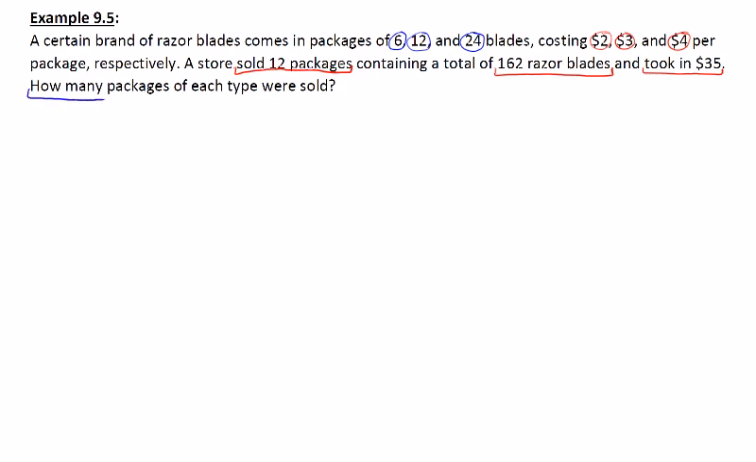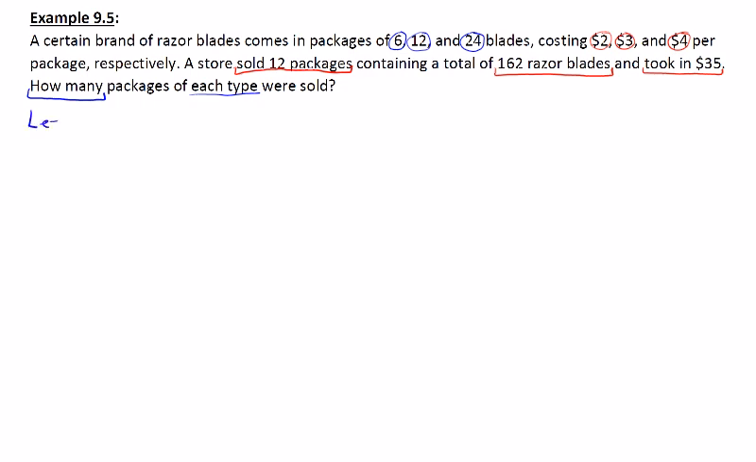How many of each type were sold? How many? So as we look back at the narrative, it talks about there are packages of 6, 12, and 24. So there are 3 different types of packaging that we have here for the razor blades. That's 3 unknowns. That's going to be 3 variables for us.